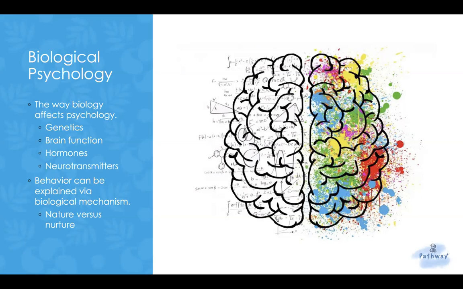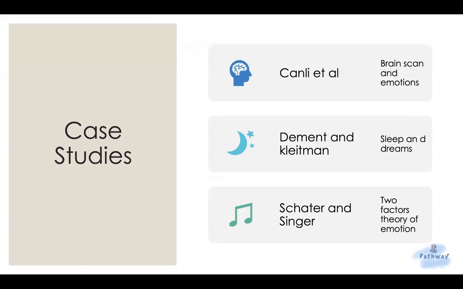So the AS and A-level studies that are listed in the Cambridge International Examination syllabus under these sections are Kelly et al., Dement and Kleitman, and Schachter and Singer. Kelly et al. covers brain scans and emotions, Dement and Kleitman covers sleep and dreams, and the two-factor theory of emotions was established by Schachter and Singer.